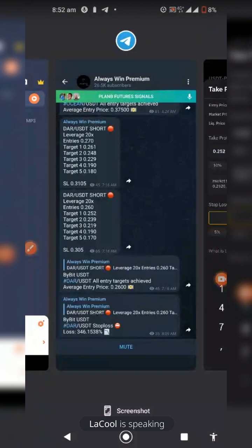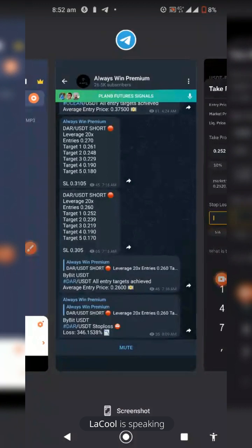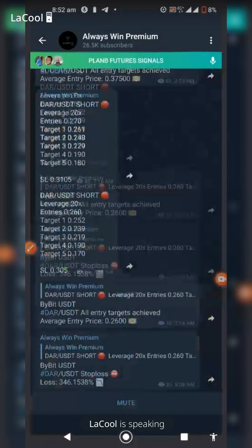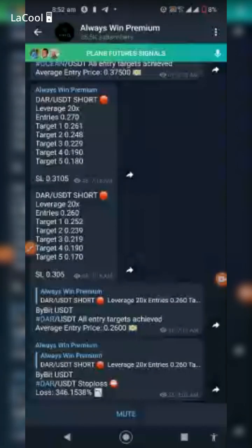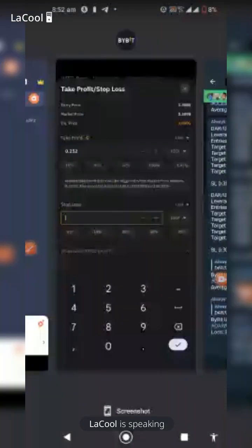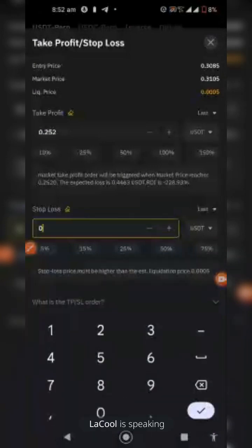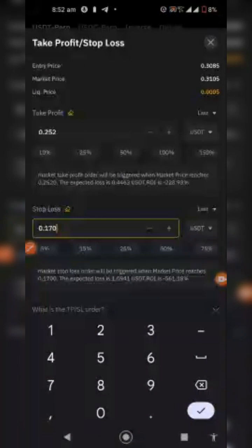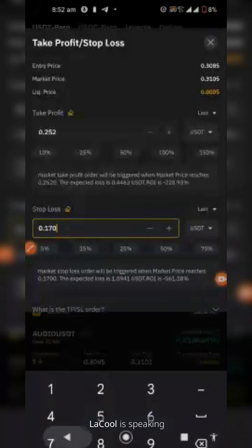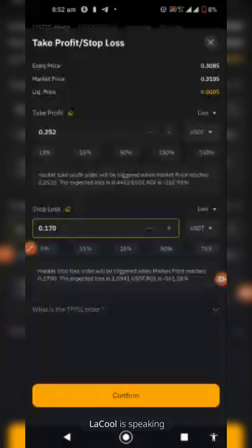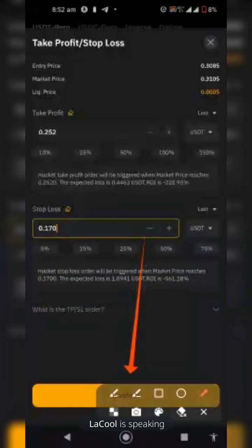As a newbie, you use stop loss for now. As you advance, you're not going to be needing that again because of our system. This is just the strategy for the newbies. Stop loss here is 0.170. You come here again and enter 0.170. Now you click on confirm. This is confirm.